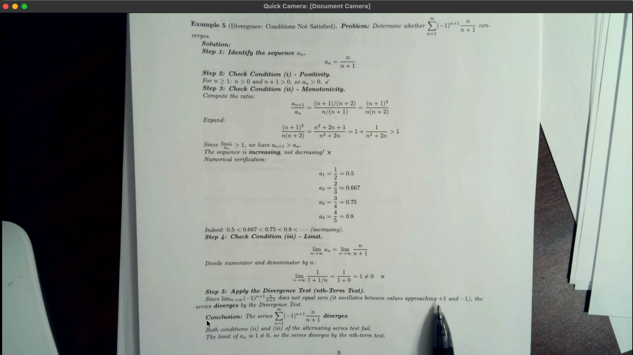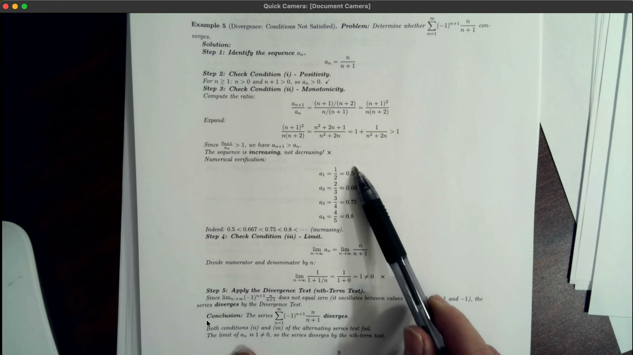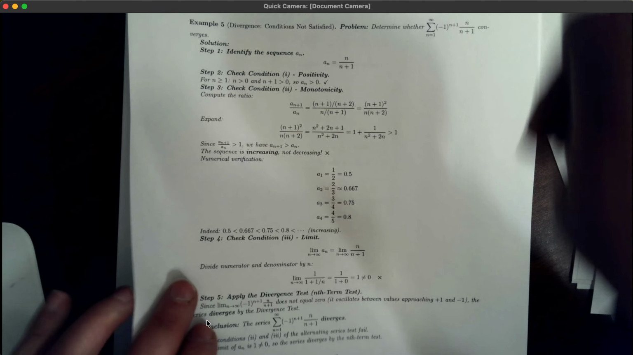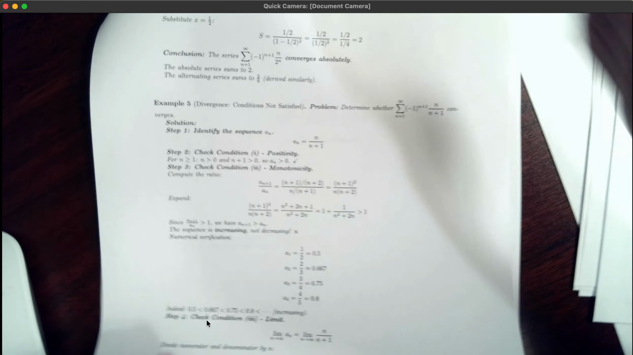So the divergence test proves that the infinite series cannot converge. It's basically oscillating between plus and minus 1, right? When n gets big, n over n plus 1 is basically 1. So it's like you add 1, subtract 1, add 1, subtract 1. Doing that forever leads to divergence.